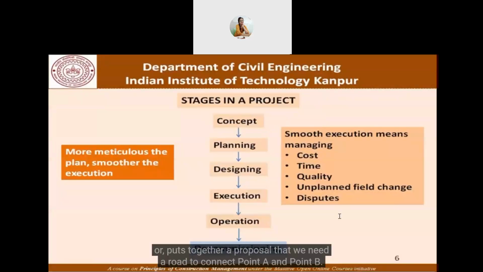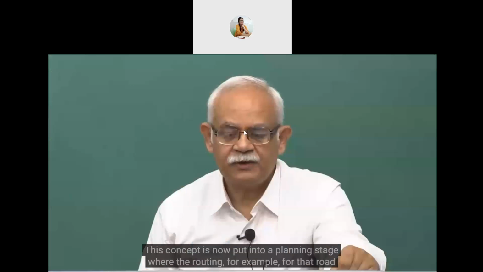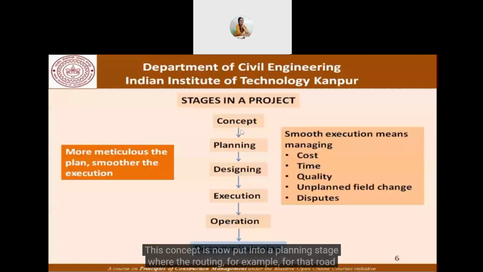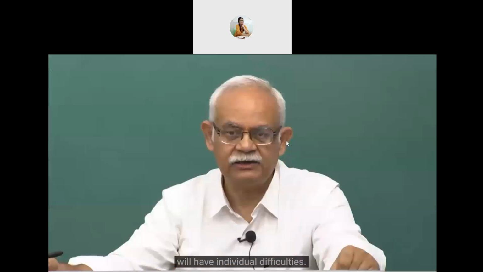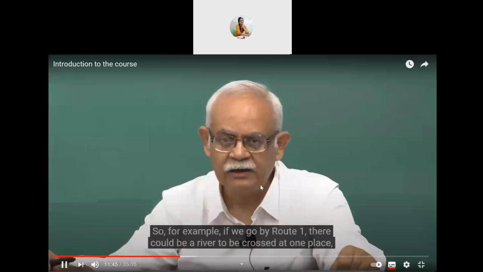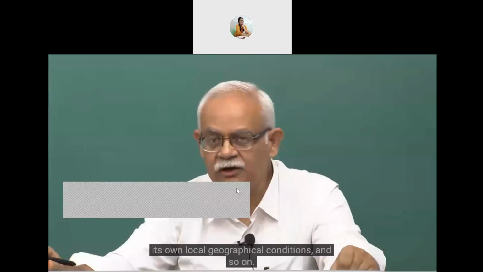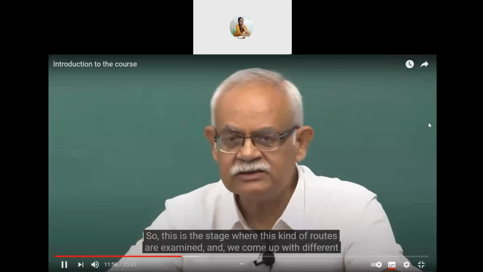This concept is now put into a planning stage where the routing, for example, for that road is decided. Because to connect point A and point B, there could be multiple routes which will have individual difficulties. So for example, if we go by route 1, there could be a river to be crossed at one place. In route 2, the river may need to be crossed at another point, which will have its own local geographical conditions and so on. So this is the stage where these kinds of routes are examined and we come up with different options.